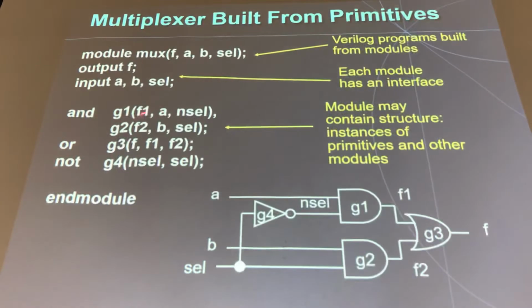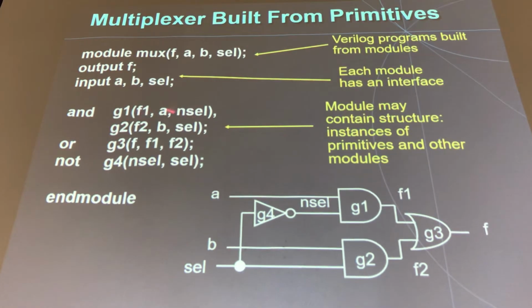So you can see that G1 is here. For an AND gate, there are 2 inputs and 1 output. So F1, A, and Ncell means F1 is the output, and A and Ncell are the inputs. This internal signal is Ncell. So that describes your gate interface and its connection with the other circuits. In the AND gate, there's only one primitive here. AND gate is a function, a module, a primitive. And G1, G2 are two instances.